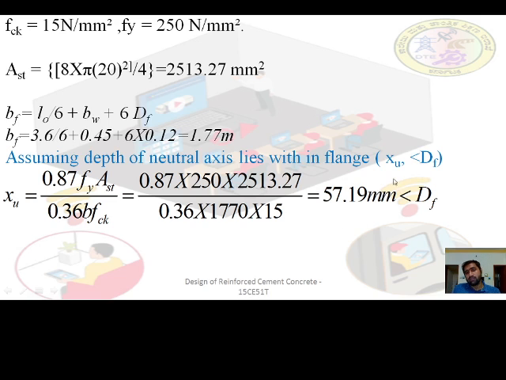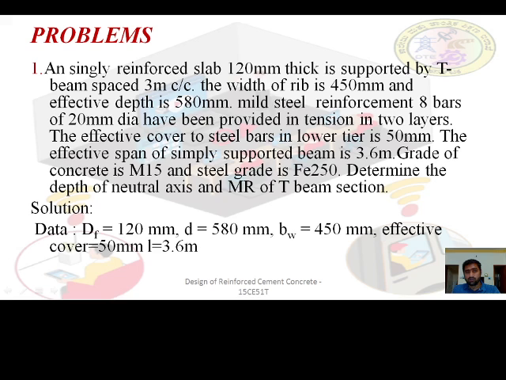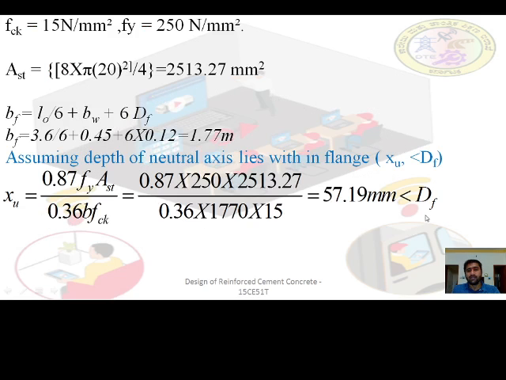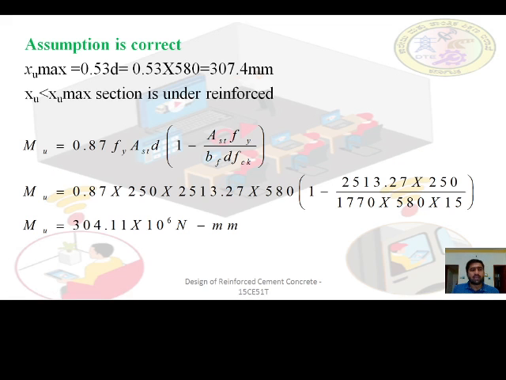So 57.19 mm, this is the value of xu. I have to compare this value with Df. This xu value is less than Df. What is the value of Df? That is actually 120 mm. So it is less than 120 mm. So is the assumption correct? What we have assumed, xu is less than Df, that is correct. Then we will calculate xu max.